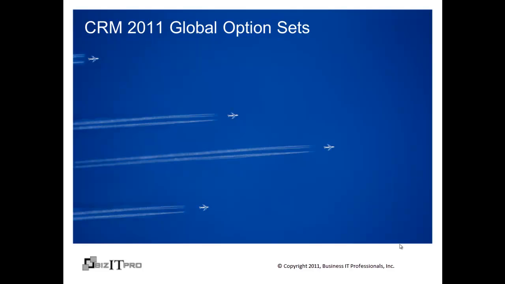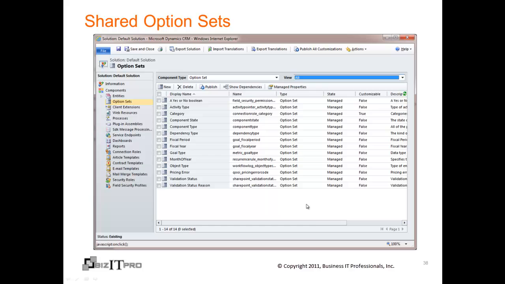So now let's take a close look at creating CRM 2011 global option sets. A global or shared option set allows us to create a pick list that can be used by a number of different attributes in different entities or the same entity in CRM. If you'll notice on the slide here, we're in the solution, the default solution, and there's actually an option set tab. This shows us all of the option sets, in this case, all of the ones out of the box from CRM.